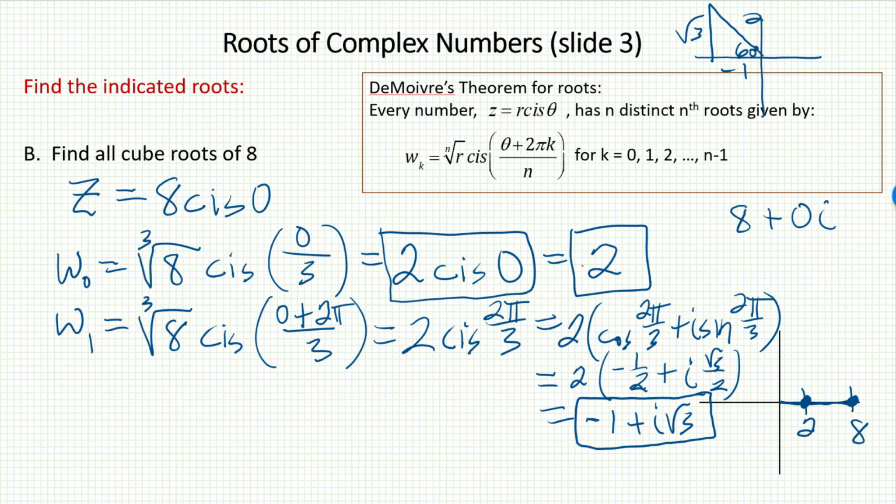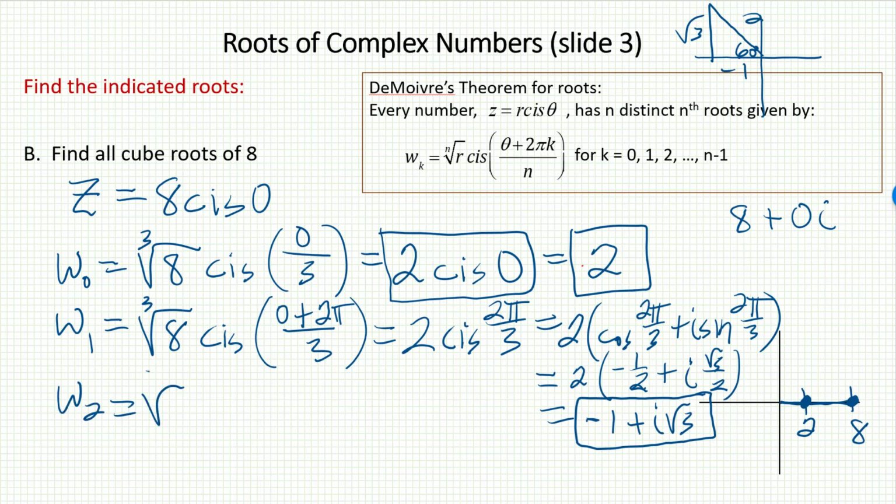Now you can see why we didn't know about this one at the beginning. We're not saying that every number has 3 real cube roots. We're saying that every number has 3 complex cube roots. Now in this case, one of those 3 complex roots happened to be real. This one is simply complex, and I'm sure the third one will be complex as well. Let's go ahead and find it.